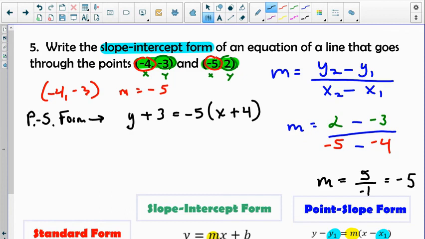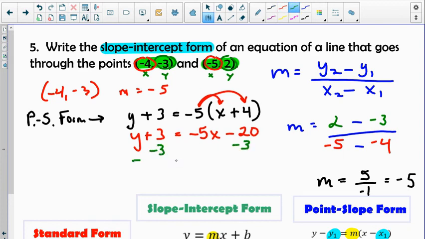But that's point-slope form. Our goal is to write our equation in slope-intercept form. So we're just going to do the same trick we did on the last 2 examples. I want to get rid of the parentheses, so I have to distribute on the right-hand side. -5 times x is -5x, and -5 times 4 is -20. Now I need to get y by itself, so I undo the plus 3 by subtracting 3 on both sides, and I get y equals -5x minus 23.